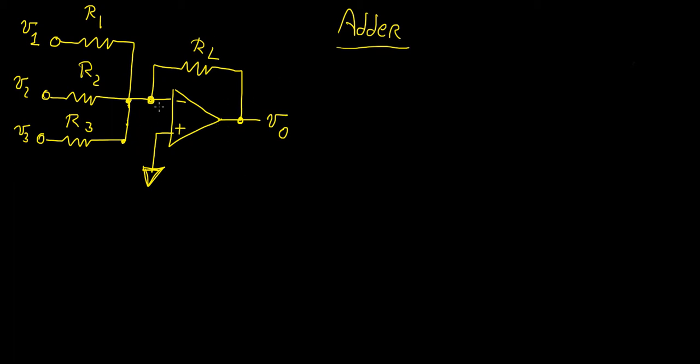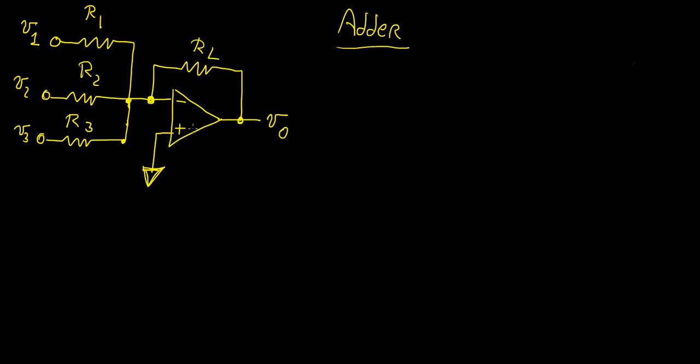And essentially one of the terminals you want to connect to ground. That's basically the main principle that we're going to be using over here. So we want to find an expression for V0 in terms of all the input voltages. So we're going to apply our ideal op-amp rules to see if we can derive an expression.